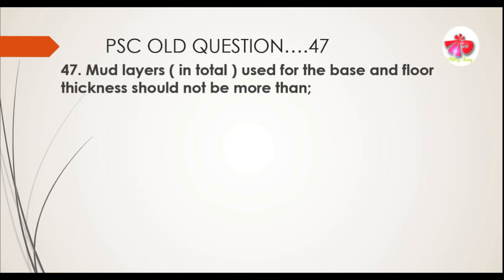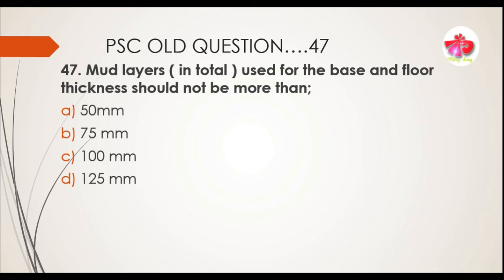Question number 47. Mud layers in total used for the base and the floor thickness should not be more than option A, 50 mm, option B, 75 mm, option C, 100 mm, and option D, 125 mm. So friends, mud layers in total used for the base and the floor thickness should not be more than 75 mm. Option B will be the correct answer, 75 mm.